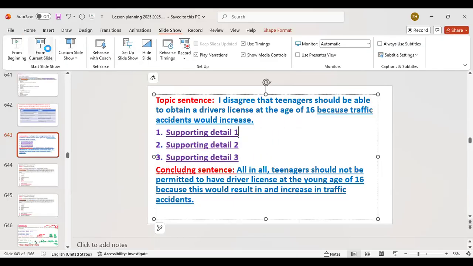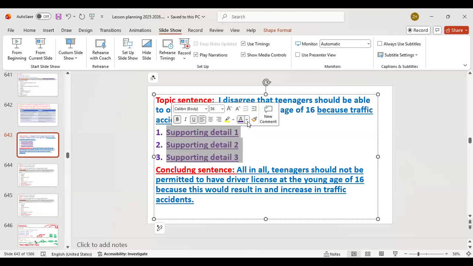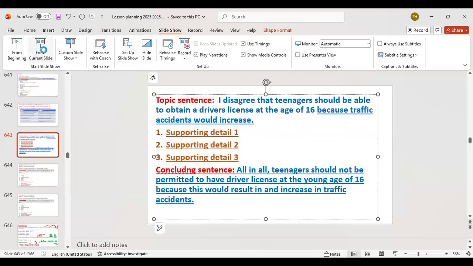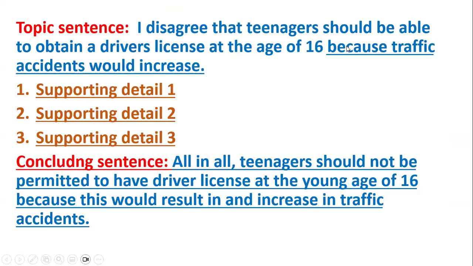What are we doing? You start off with your topic sentence. What's your topic sentence? You have to pick one. My whole paragraph is going to be based on which point? Traffic accidents will increase. Very good. So I'm not talking about too much freedom, running errands, or independence. The only thing I'm talking about is traffic accidents would increase. That's the only thing I'm talking about.